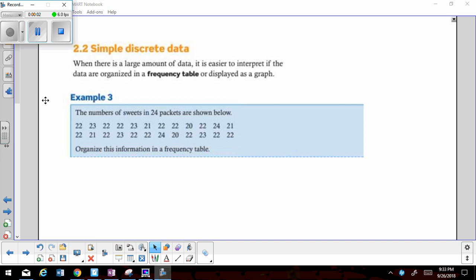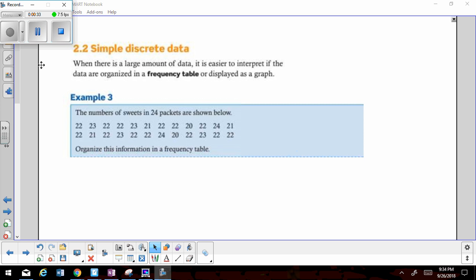All right, 2.2 is simple discrete data. When there is a large amount of data, it is easier to interpret if the data are organized in a frequency table or displayed as a graph. So, discrete, as we now should know, is when everything is separate. So you're talking about whole items and you're counting that data. You can't measure it like with length or time.